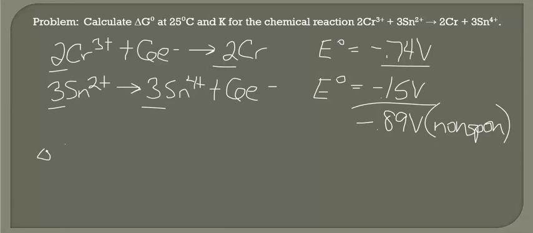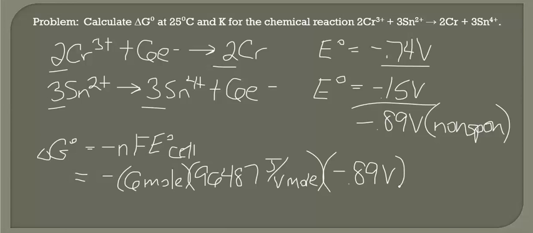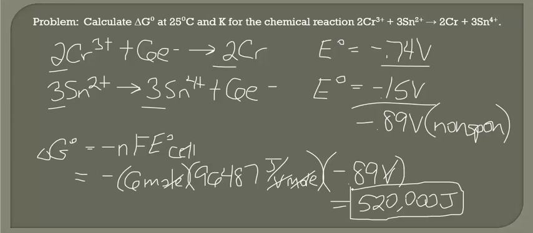Calculate delta G. Well, delta G is equal to negative NF E cell. N is the number of moles of electrons, 6. F, Faraday constant. And E cell is negative 0.89 volts. So delta G comes out to positive 520,000 joules. Delta G is positive. The standard cell potential is negative. They're always opposites. Okay, so there's delta G.